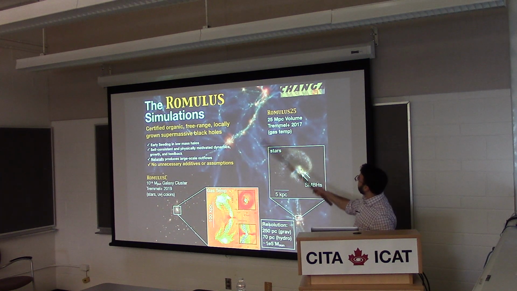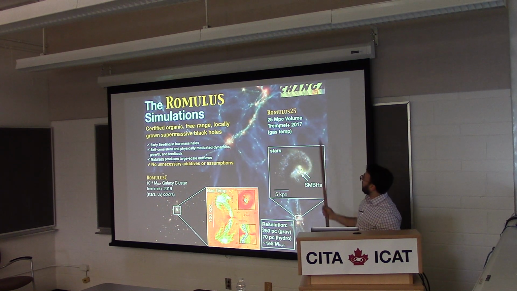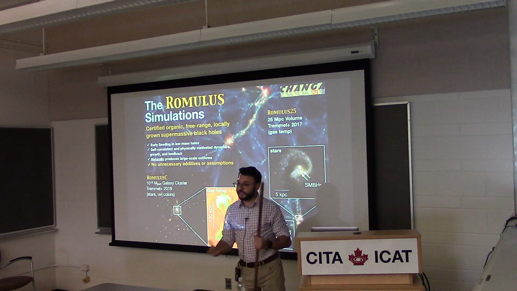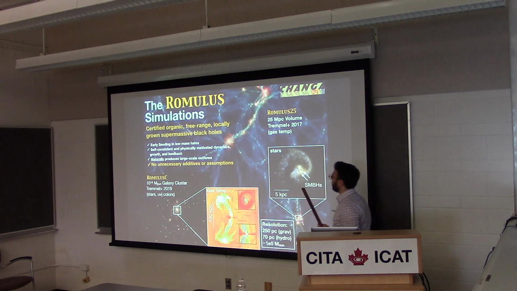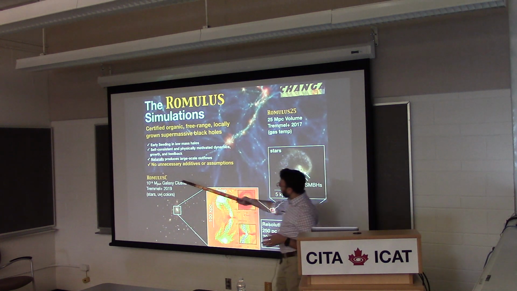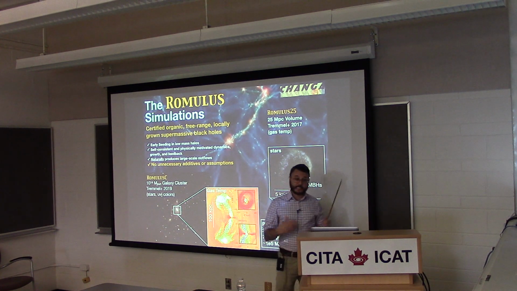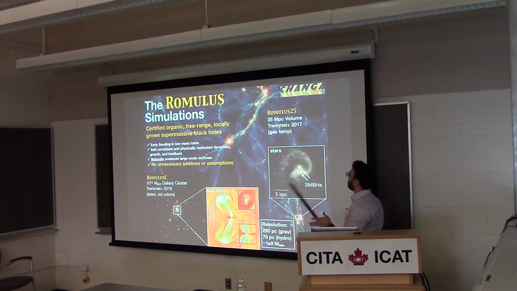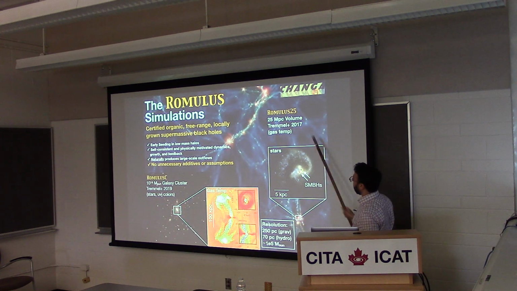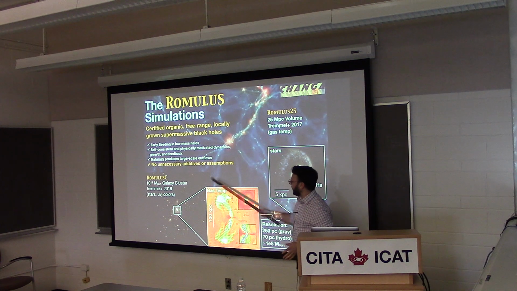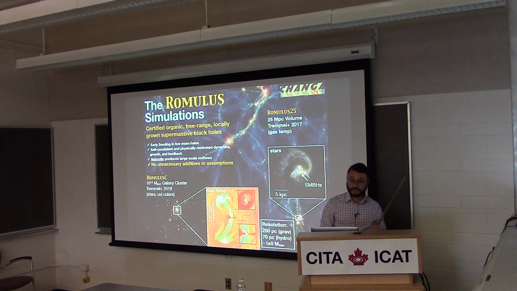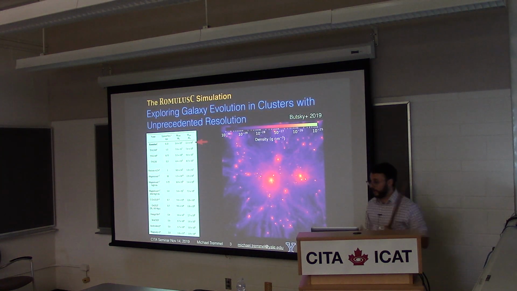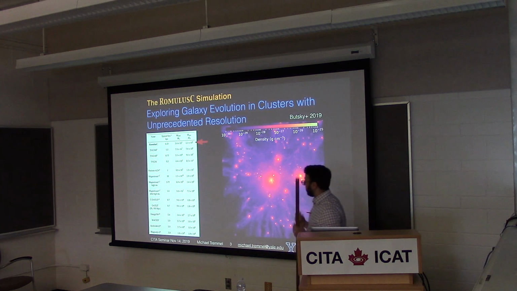Romulus comes in two flavors. We have a uniform volume, Romulus 25, which samples low-density environments, maybe galaxy groups and Milky Way mass galaxies. And then we also have the one I'll be focusing on today, RomulusC, a 10^14 solar mass galaxy cluster zoom-in simulation. So zoom-in meaning that rather than have a whole volume, we're focusing solely on a single virialized halo. And it's RomulusC that I'll be focusing on, and it's special because, in particular, its resolution.